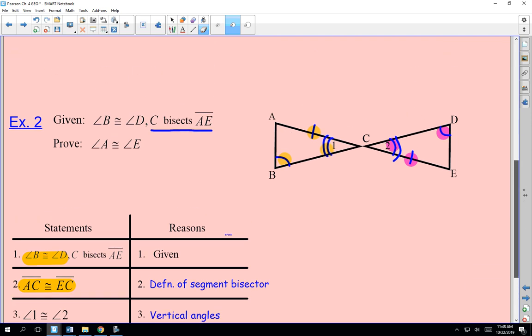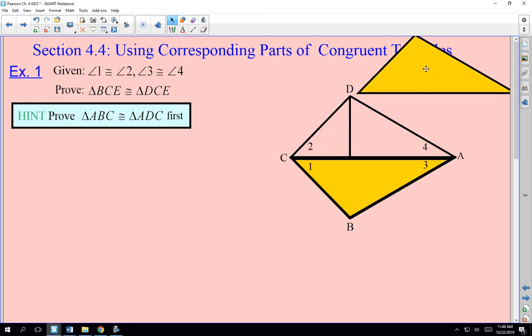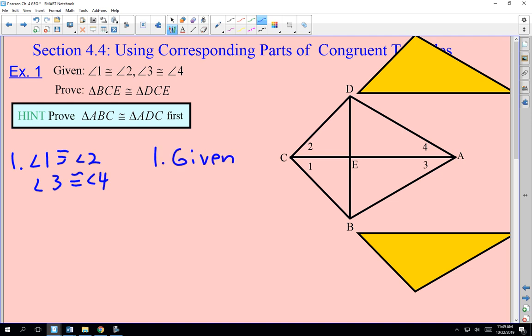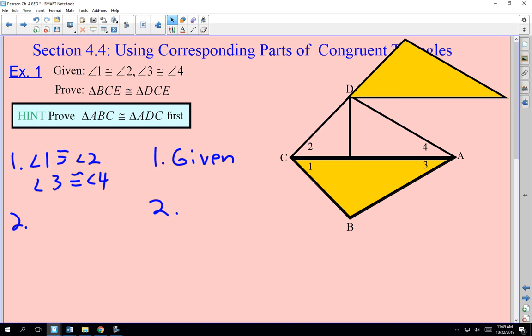All right, let's go back up now and look at example 1. So example 1, let me pull these yellow triangles off here. Starts us out looking like that. We're given the following 2 statements. Angle 1 is congruent to angle 2, and angle 3 is congruent to angle 4. It's given. We're going to mark them over here. And, oh, by the way, the hint is to prove that triangle ABC, which is this entire triangle here, is congruent to triangle ADC, which is this entire triangle here.